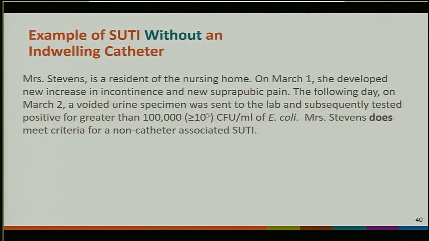So let's look at an example of a SUTI without an indwelling catheter. Mrs. Stevens is a resident of the nursing home. On March 1st, she develops new or increased incontinence and new suprapubic pain. The following day, on March 2nd, a voided urine specimen was sent to the lab and subsequently tested positive for greater than 100,000 colony-forming units of E. coli. Mrs. Stevens does meet criteria for a non-catheter-associated UTI, right? So she has the new increase in incontinence, new suprapubic pain, and she has the qualifying urine culture.